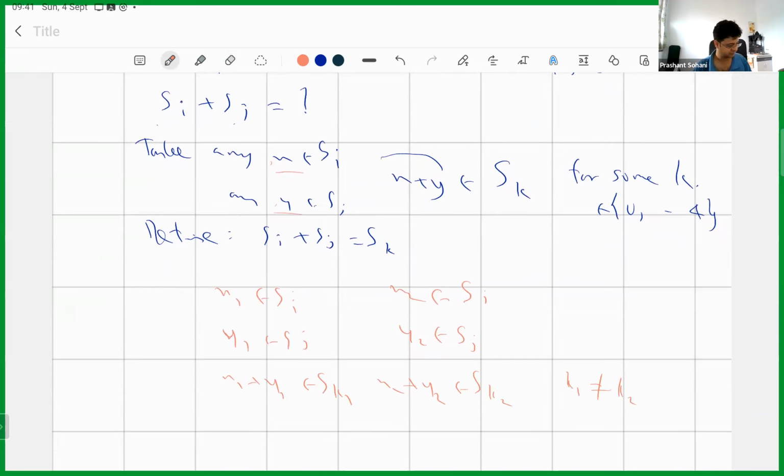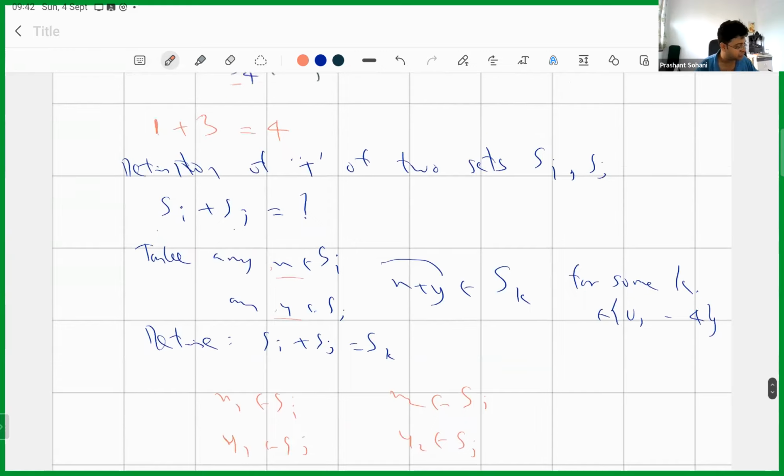Yes, Raghav? Sir, I don't think this will happen because we're talking about remainders, right? Any element of Si will be of the form a mod 5, and any element of Sj will be b mod 5. When we add them, we'll get a plus b mod 5, which will always remain constant. Yes, correct. Does everybody follow that?